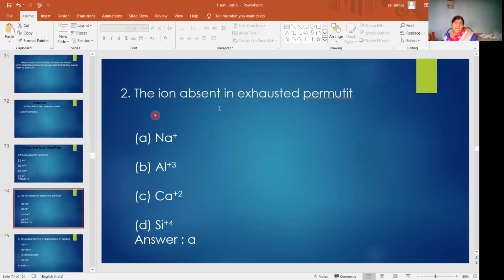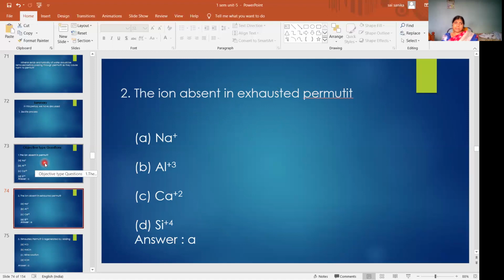Next, the ion absent in exhausted permutit. What is the meaning of exhausted permutit? What is the property of permutit? If you know that, then only you can answer this question. The options: A Na+ ions, B Al3+ ions, C Ca2+ ions, D Si4+ ions. Answer it.